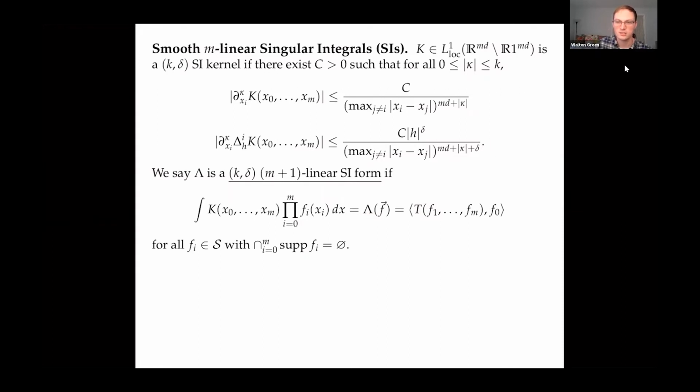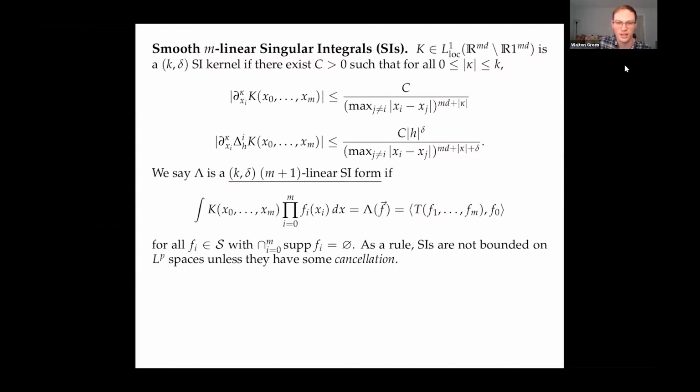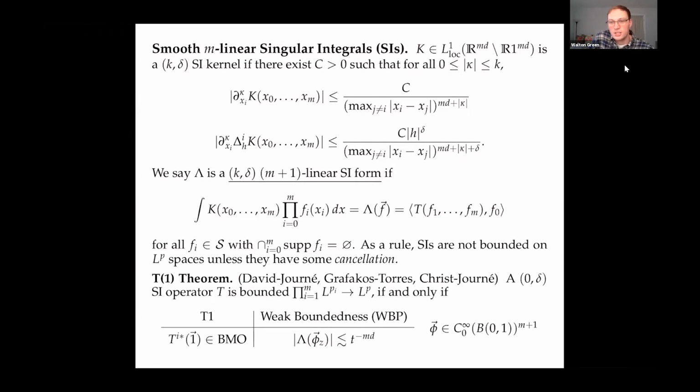You need to have cancellation, which the square functions have a whole lot of. So as a rule, singular integrals are not bounded unless they have cancellation. And then how much cancellation? Of course, this is the famous T of 1 theorem. It tells us when a singular integral is bounded on LP. We need to have boundedness along the diagonal, the weak boundedness, and then we also need to satisfy the testing type condition, T of 1, and also the adjoints, and this is in the multilinear setting as well.